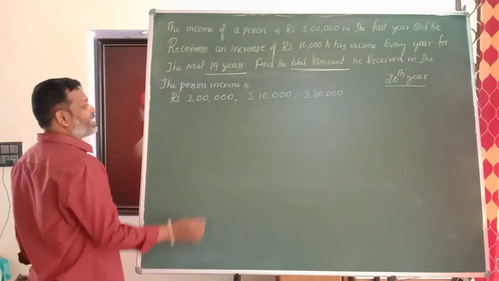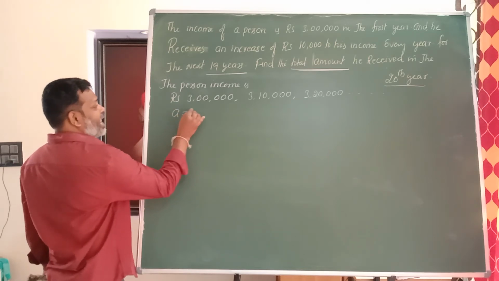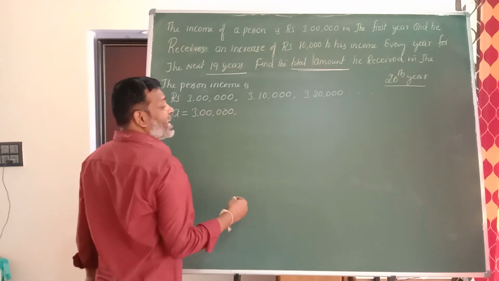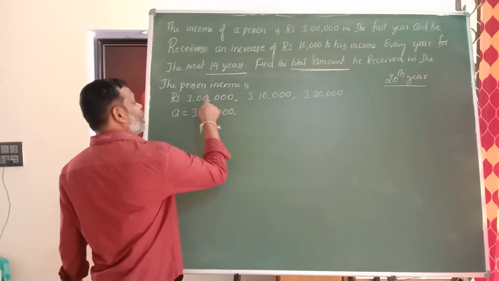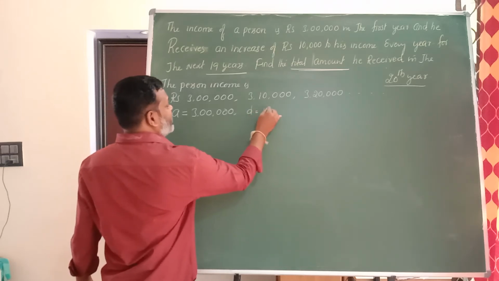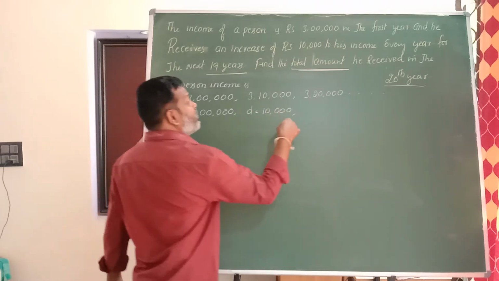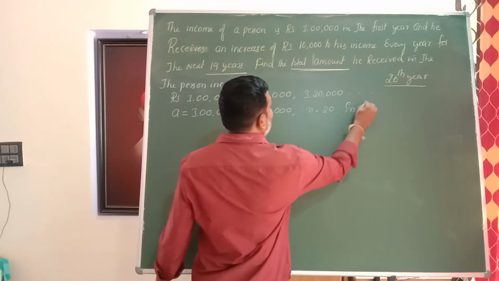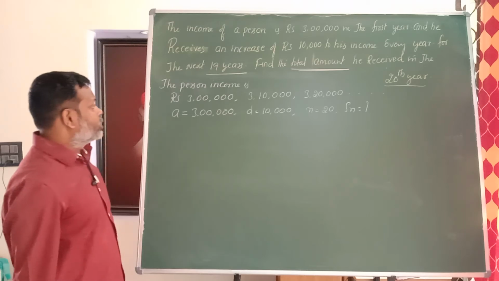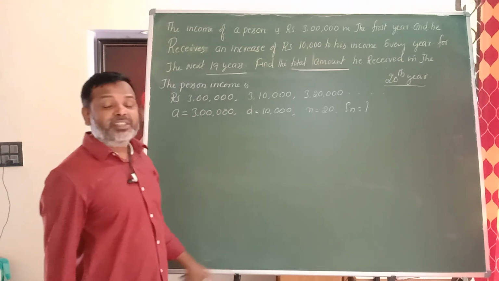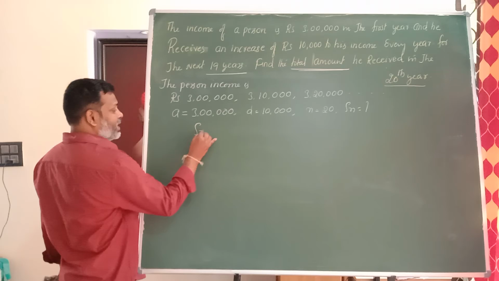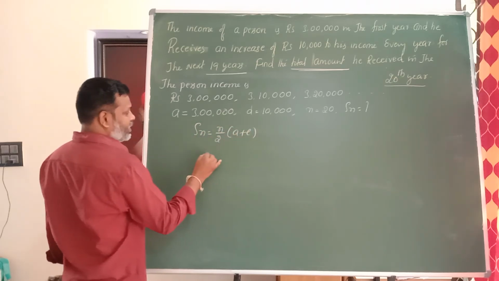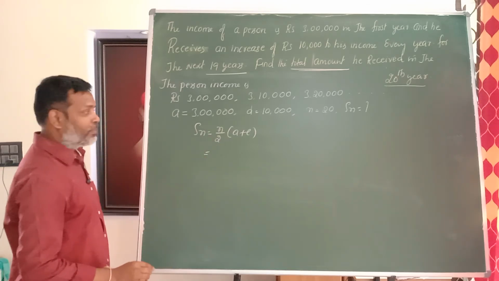Now I need to collect the data. A is equal to 3 lakh. The difference of the salary is 3 lakh 10,000 minus 3 lakh, so D is equal to 10,000. The number of years is n equal to 20. We wish to find Sn, the sum of the amount. When the first term and common difference are known, Sn is given by n by 2 into a plus L.